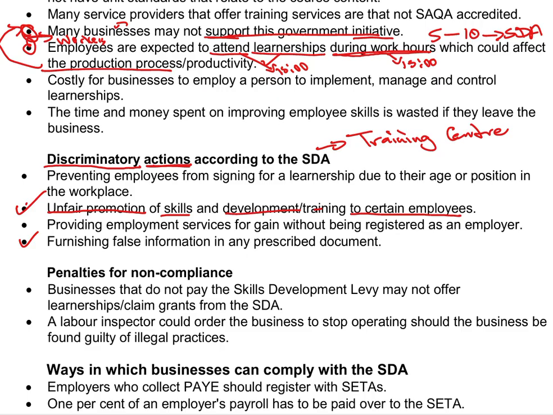Are we together, guys? Are you satisfied? Yes. So can you explain the part about furnishing false information again? Yeah, no, that one I haven't touched it. I have to explain it. I was explaining the part of unfair promotion of skills. So are you satisfied with the first point, guys? Unfair promotion of skills. Yes. Thank you.